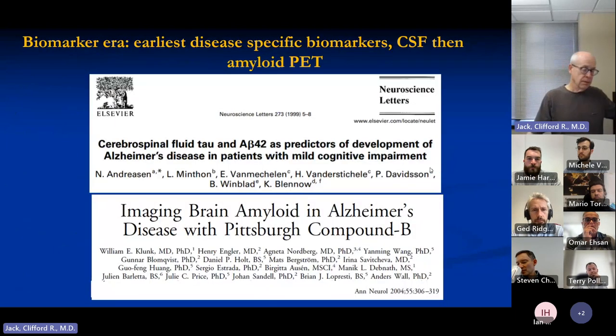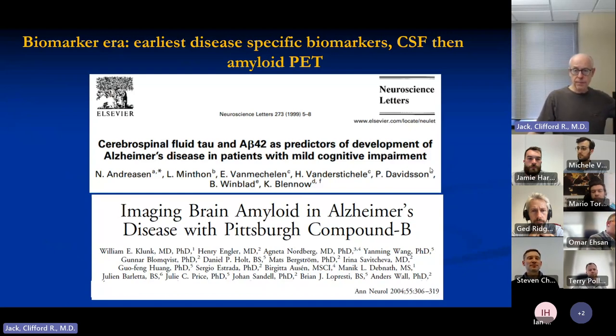So what is the answer to this problem? And the obvious answer is biomarkers. And when did we begin to detect in vivo whether someone has Alzheimer's pathology, yes or no?